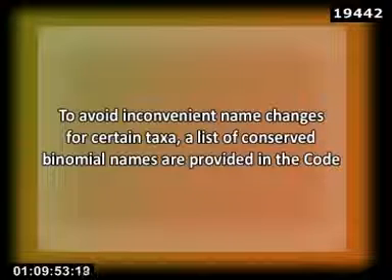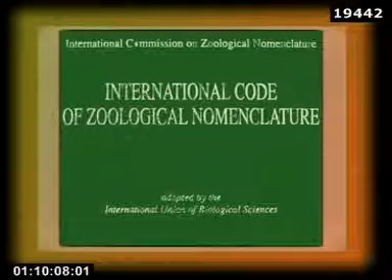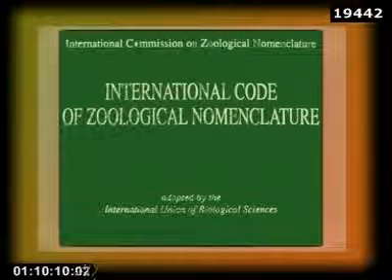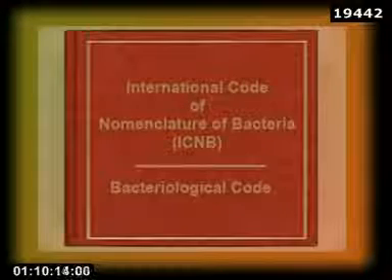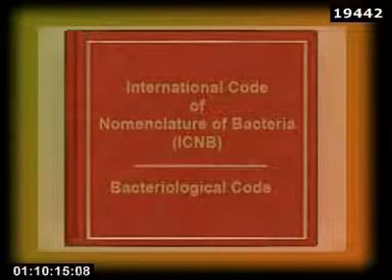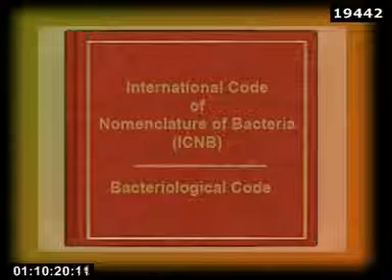in the code. Cultivated plants are governed by the International Code of Nomenclature of Cultivated Plants (ICNCP), largely based on the Botanical Code, which is a slightly modified form. Names of animals are governed by the International Code of Zoological Nomenclature (ICZN). Those of bacteria by the International Code of Nomenclature of Bacteria (ICNB), now called the Bacteriological Code (BC).